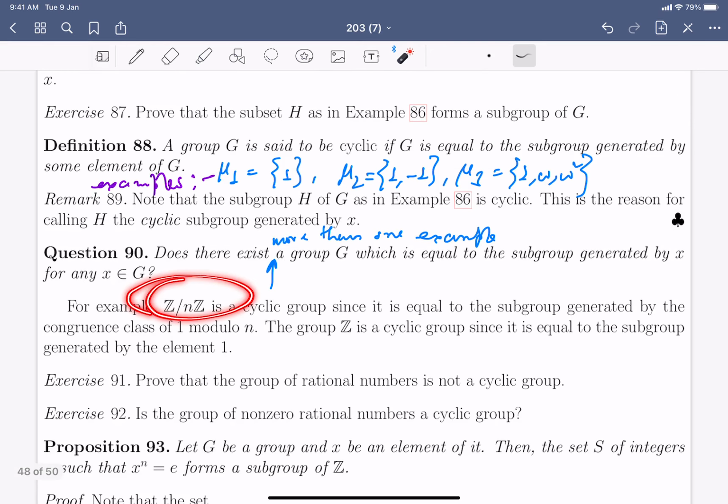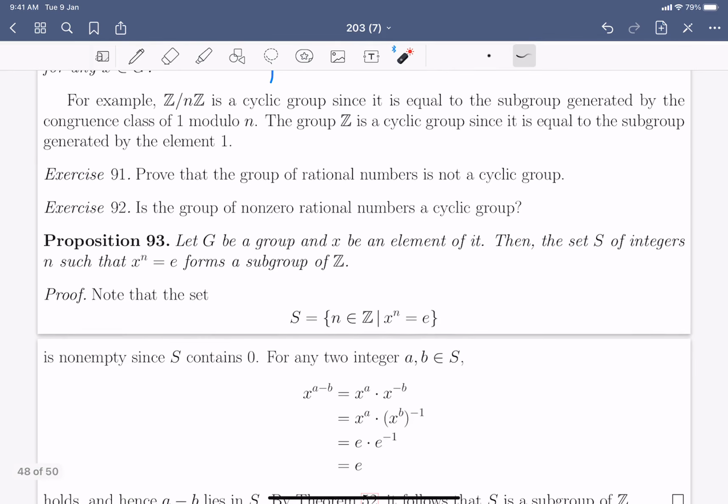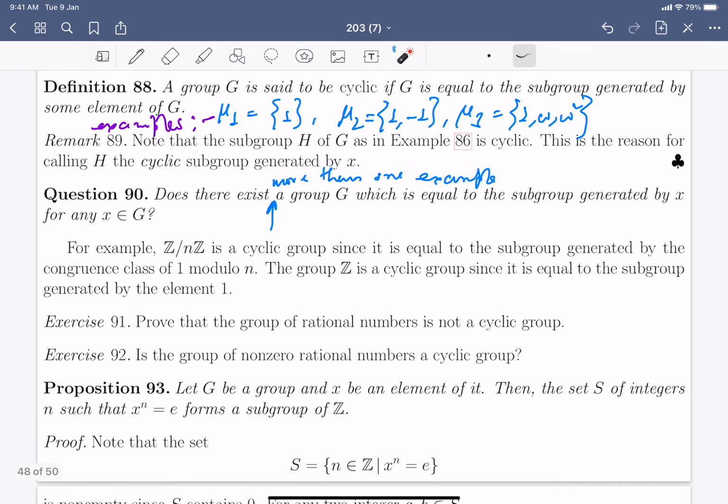Anyway, for example, the group Z mod nZ that we have been studying for a few lectures is cyclic, because if you look at the equivalence class of 1, sometimes called the congruence class of 1, which is the congruence class of 1 modulo n, that generates Z mod nZ. You can try to write it down, just to see. So you have 1 bar, and then if you add 1 bar to itself twice, you get 2 bar, and so on. So this group Z mod nZ is cyclic.